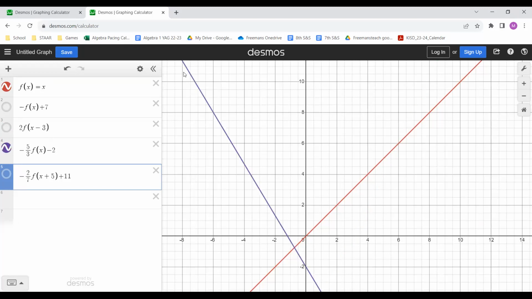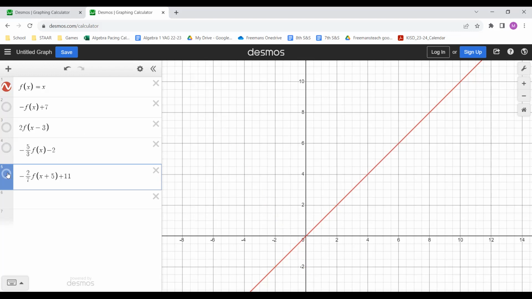-5/3. So the negative makes it go down. It flips it over the x-axis. My slope is now 5/3. So if I find a corner, I go down 5/3, down 5/3. Yep, that's the right slope. And since it got shifted down 2, so instead of going through my y-axis at 0, it goes through my y-axis at -2. All that was right.